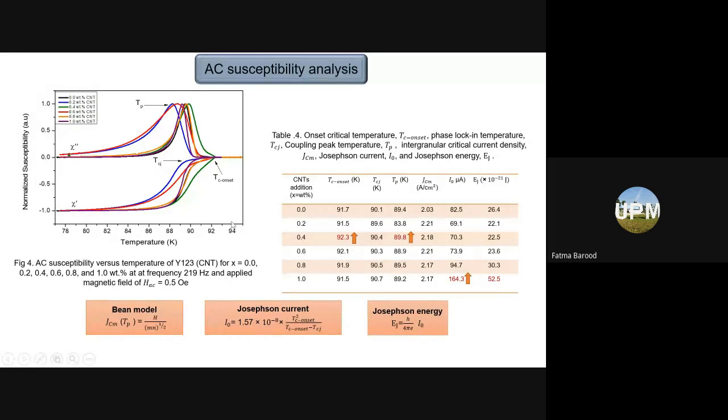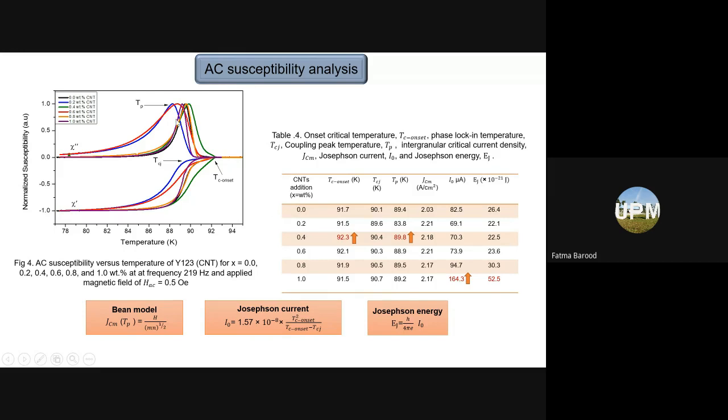TC onset can be defined as the temperature at which the resistance begins to drop. TC onset increased for all samples, and the highest value was for the 0.4 carbon nanotube addition, which was 92.3 Kelvin.